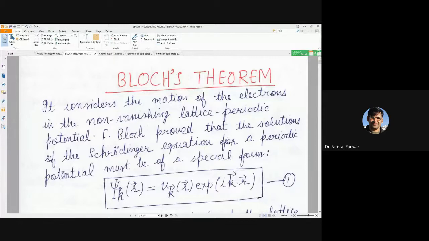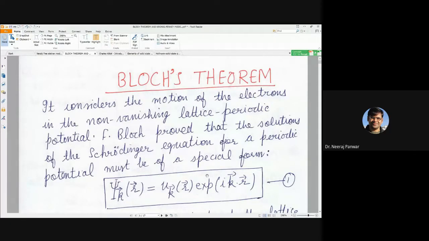We also saw that the electron wave function will get modified from the plane wave for a free electron to a different kind of wave function that was proposed by Felix Bloch in 1928 through a theorem known as Bloch's theorem. So if we have an electron in a periodic potential, at an instant the electron is at position r and its wave vector is k, its wave function would be psi_k(r) = u_k(r) e^(ik·r).